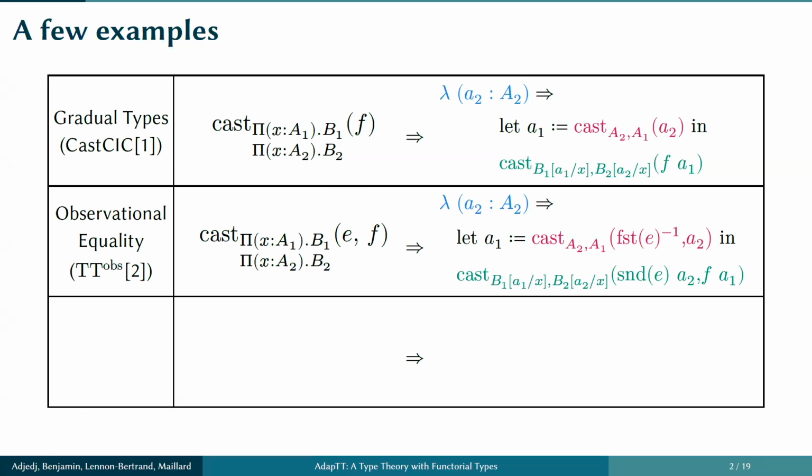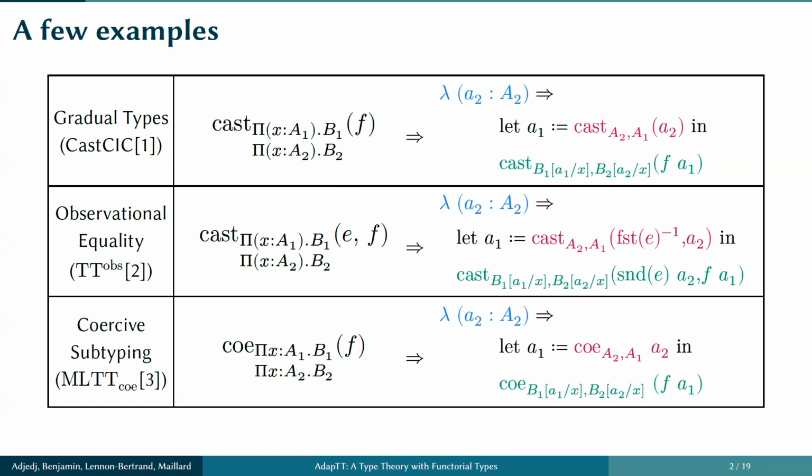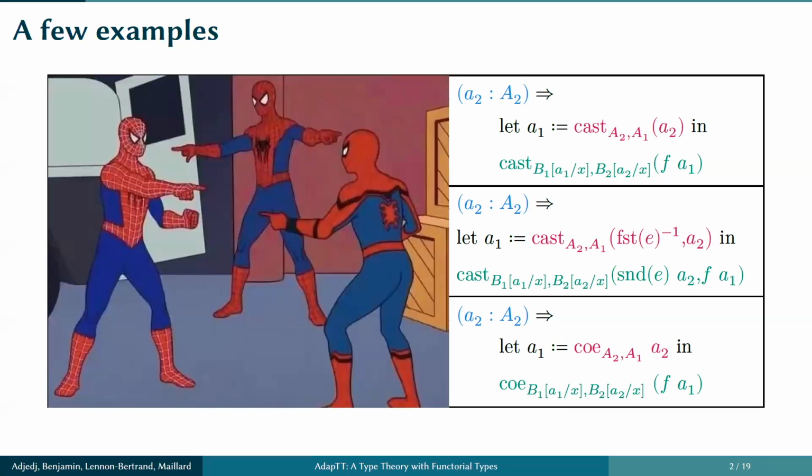If we look again at something else like observational equality, we see a similar pattern here. We have a lambda, cast from A1 to A2, then B1 to B2. Coercive subtyping, same exact thing. When my brain looked at this, the pattern recognition parts tend to tell me that they're kind of all the same thing in one way or another.